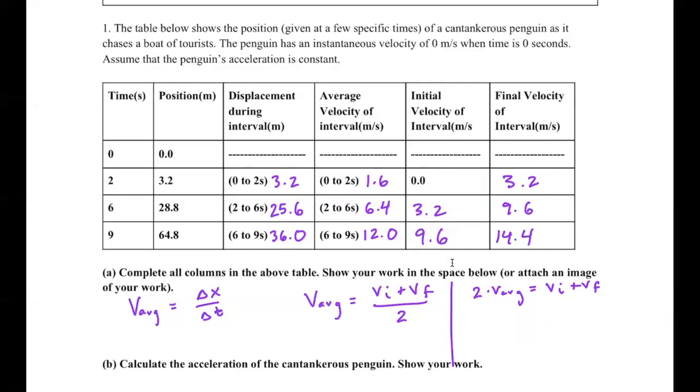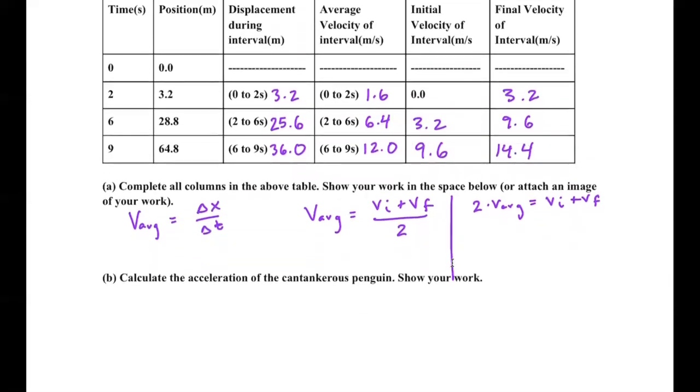There are a lot of ways to calculate the acceleration, which is asked for in part B. The acceleration is constant though. So if we know that the acceleration is the change in velocity over change in time, we can take any time period to calculate the acceleration here, because no matter what time period we take, the acceleration will be constant. So I'll do that just for the first time period.